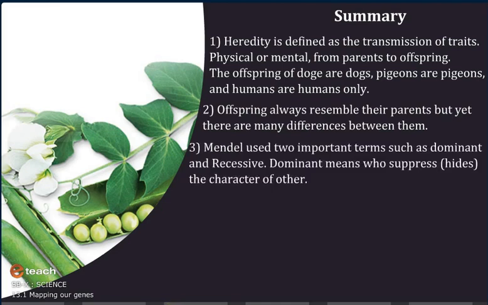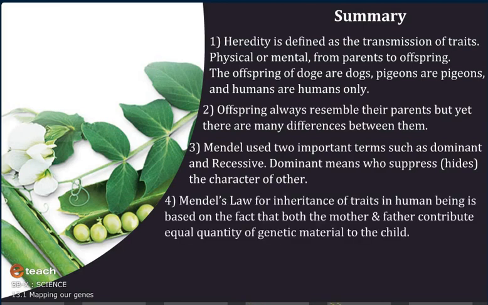3. Mendel used two important terms, dominant and recessive. Dominant means that which suppresses or hides the characters of others. 4. Mendel's law for inheritance of traits in human beings is based on the fact that both the mother and father contribute equal quantity of genetic material to the child.